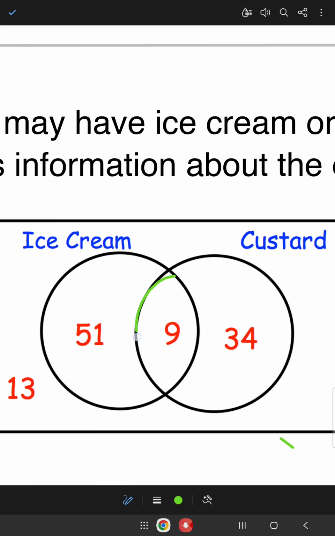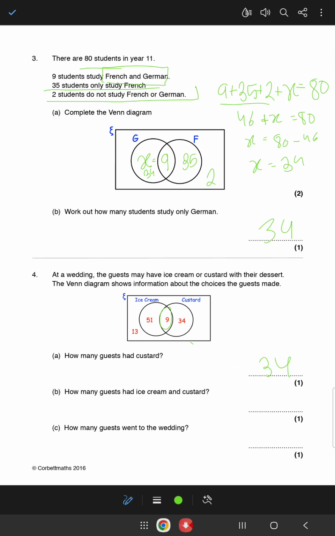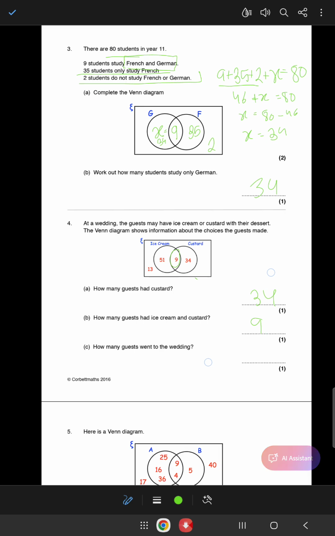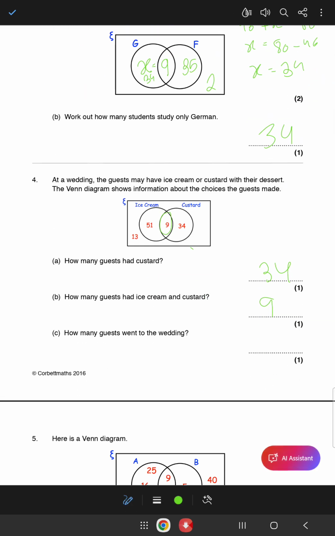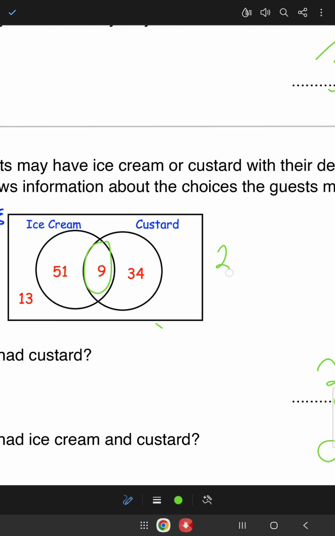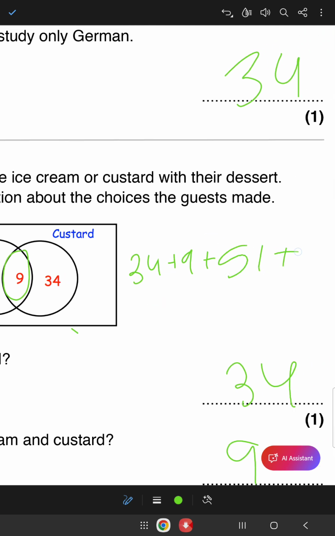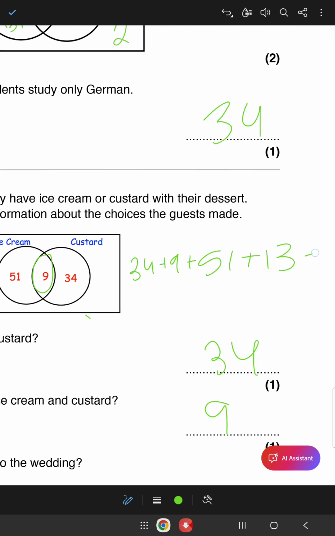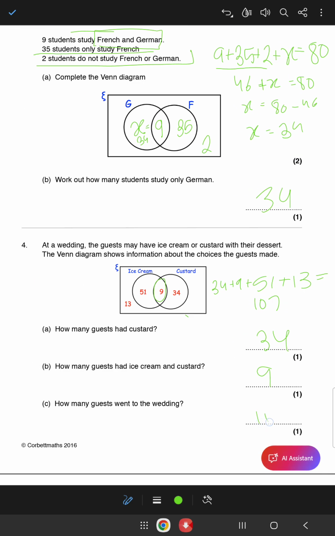And, intersection. Remember that. So 9. How many guests went to the wedding? So just the total of it. So 34 plus 9 plus 51 plus 13 equals 107. So 107.